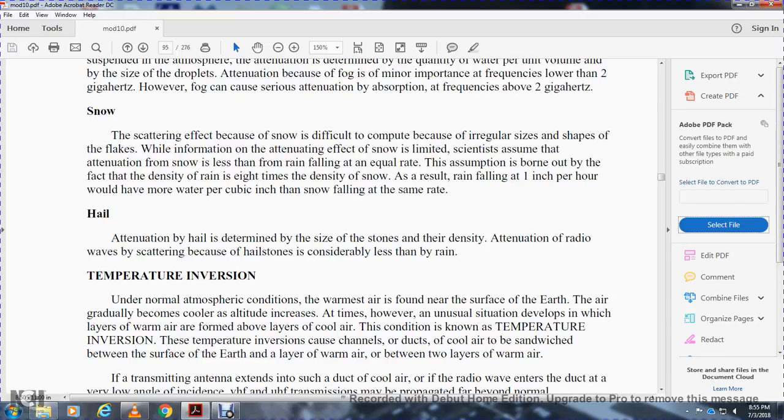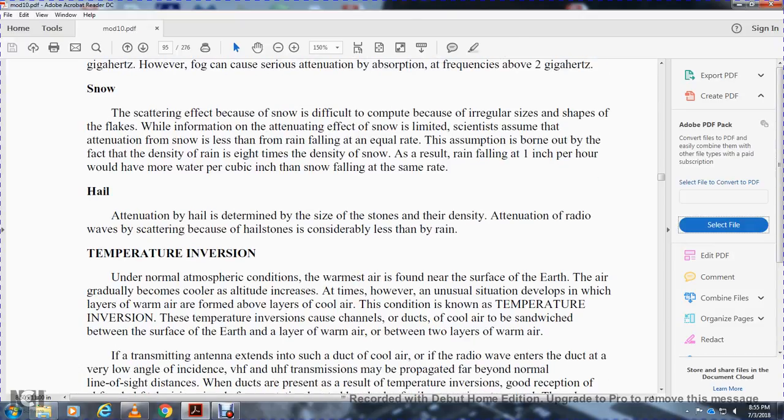Hail. If the attenuation of the hail is determined by the size of the stone and their density, the attenuation of the radio wave from scattering is considerably less than by rain.